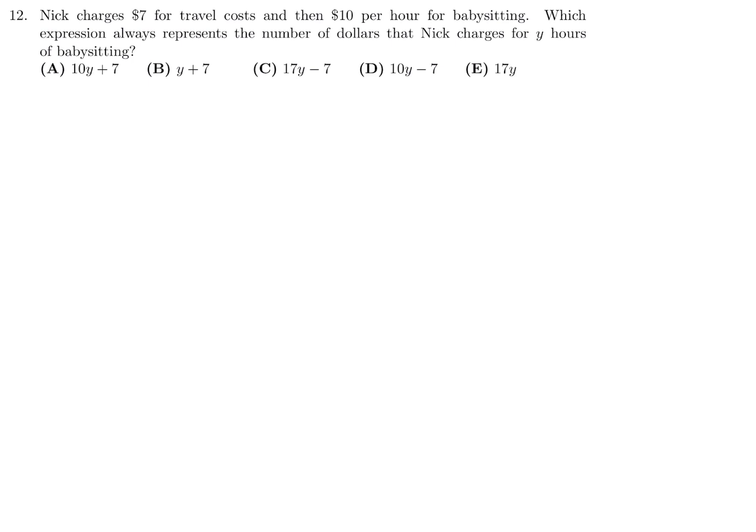Nick charges $7 for travel costs and then $10 per hour for babysitting. Which expression always represents the number of dollars that Nick charges for Y hours of babysitting? Well, there's a flat rate of $7 that never changes, and then $10 times the hours that he works. So 7 plus 10Y. And of all the answer choices, the one that matches that is choice A.